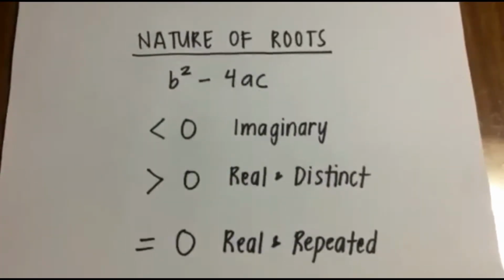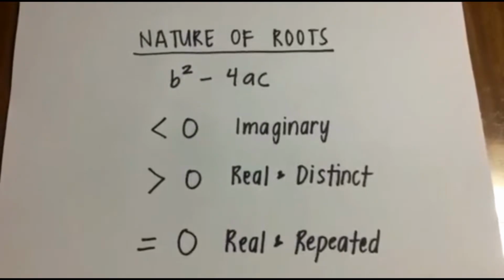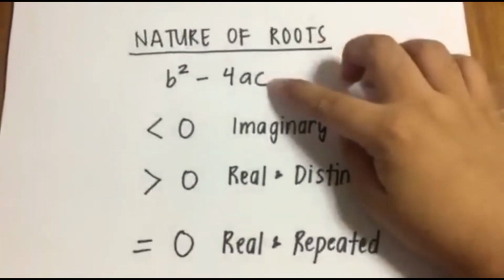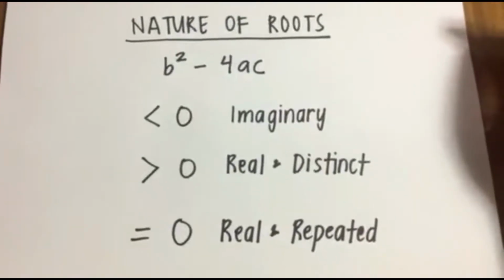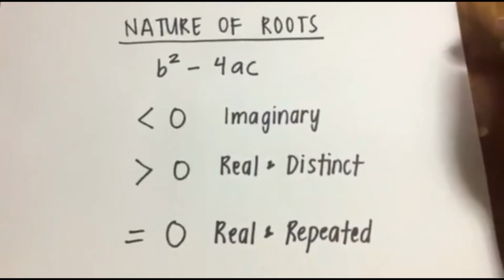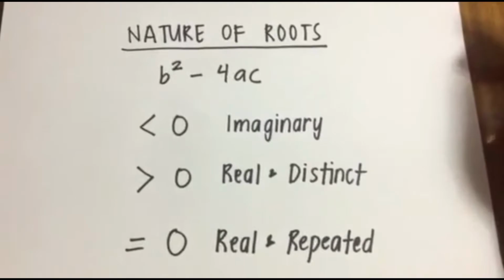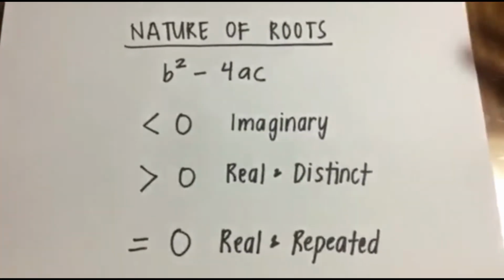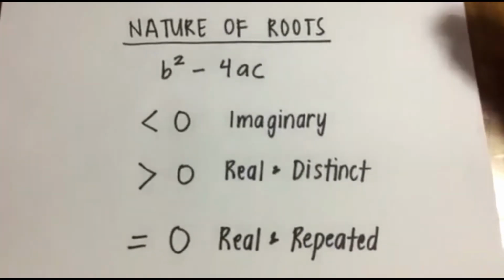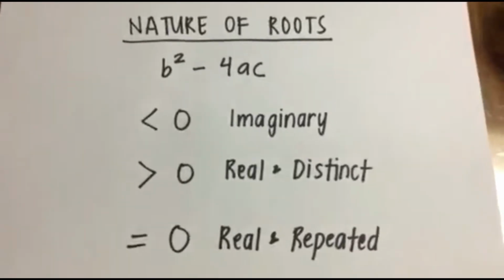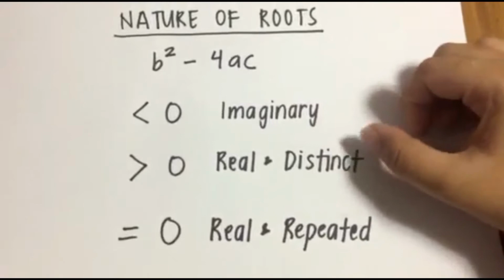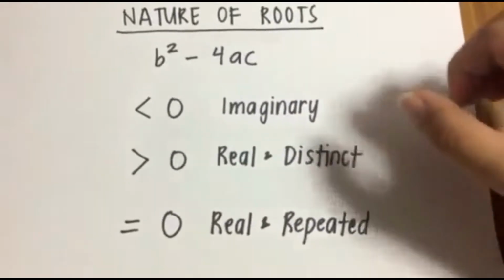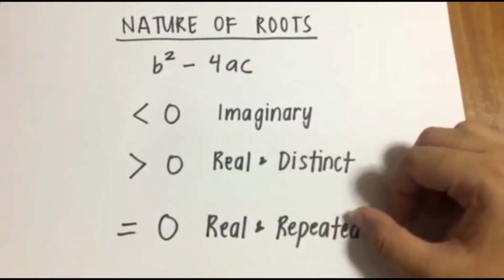Now let's talk about nature of roots. The discriminant is described as b squared minus 4ac. This is the expression under the square root in the quadratic formula. The discriminant determines the nature of the quadratic equation, and the nature refers to the types of numbers the roots can be, namely imaginary when less than 0, real and distinct when greater than 0, and real and repeated when equal to 0.